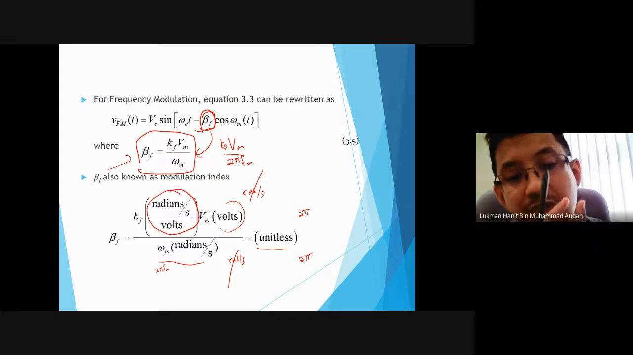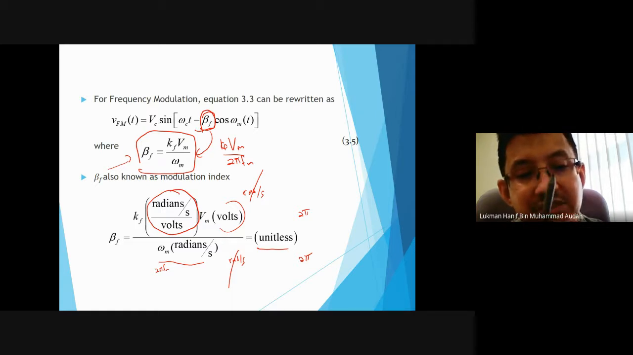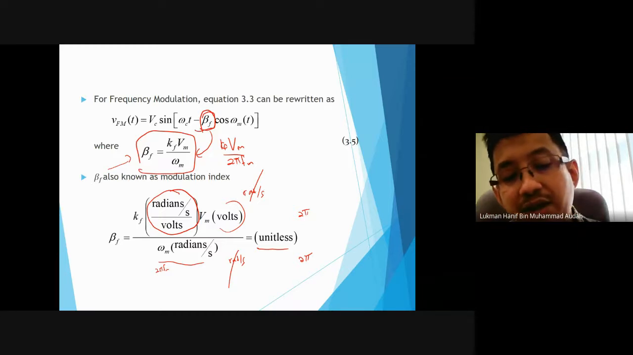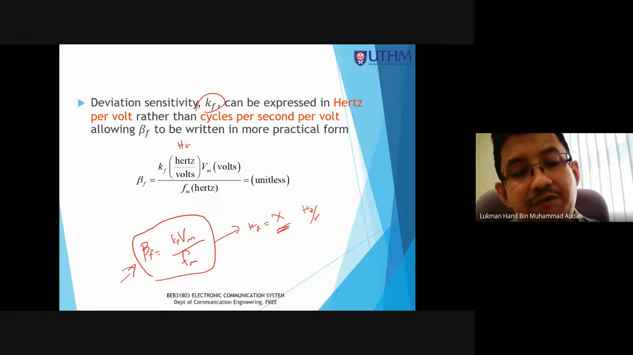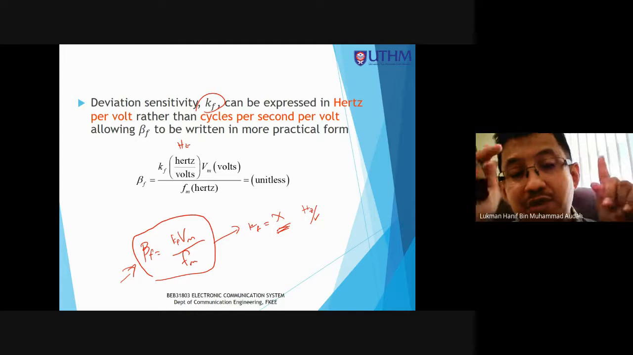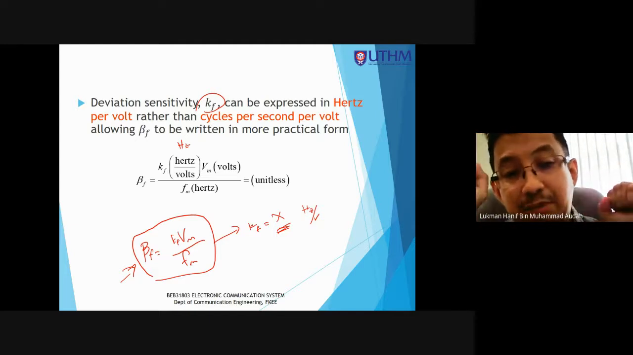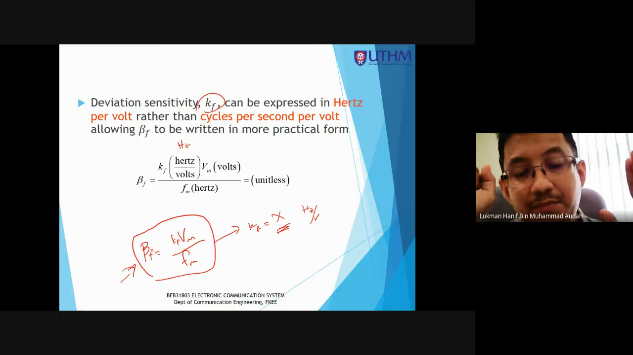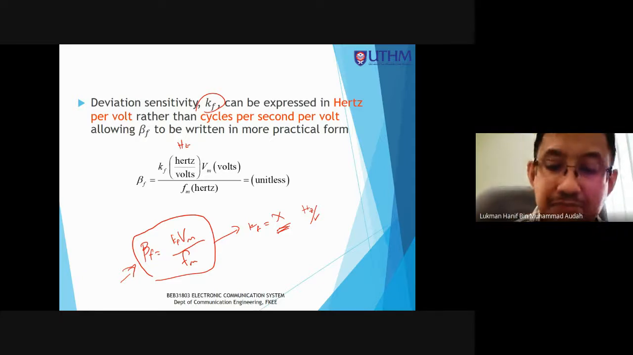You need to see the parameter of kf. If you are given the kf as a radian per second per volt, then you need to use these equations. You need to divide with 2 pi Fm. But if you are given kf as hertz per volt, then you can use these equations, kf Vm over Fm. The thing is, we want to produce beta f as a unitless parameter. Itu dia punya key-nya, beta f mestilah unitless parameter. Remember, beta f mestilah unitless parameter.